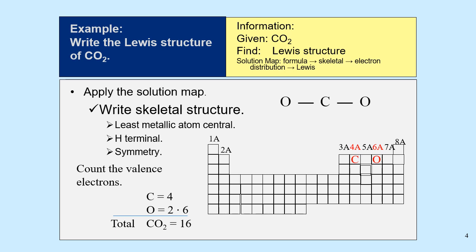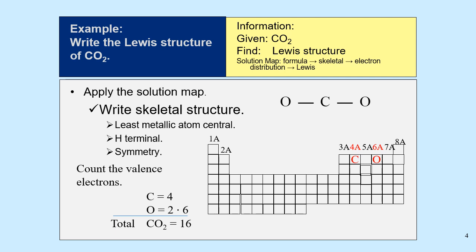So we have designed the solution map already. The first step is to write the skeletal structure. For CO2 it is easy. First, we need to define how to write a skeletal structure. We have to find the least metallic atom at the center. H and halogens are always at the terminal, and it must be symmetrical. In this case it is symmetrical, because carbon is in the middle, oxygen on the left, and oxygen on the right.